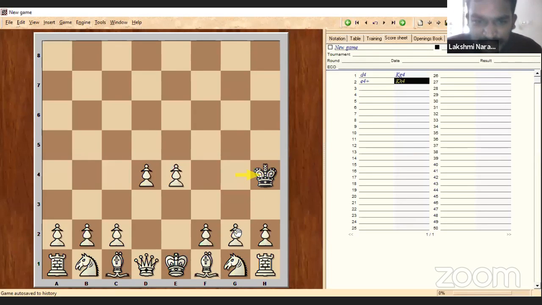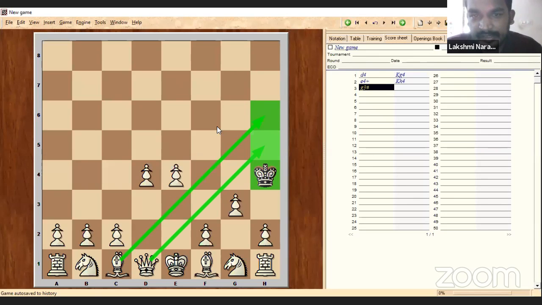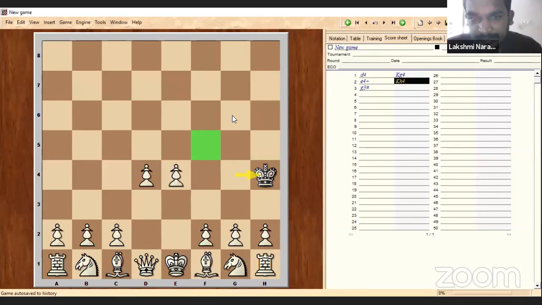Pawn to g3. Exactly. So after pawn g3, you can see the game is over. Okay, so this is perfect coordination of the pieces. So coordination is done perfectly.